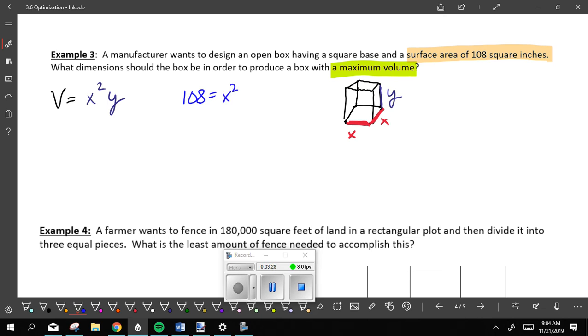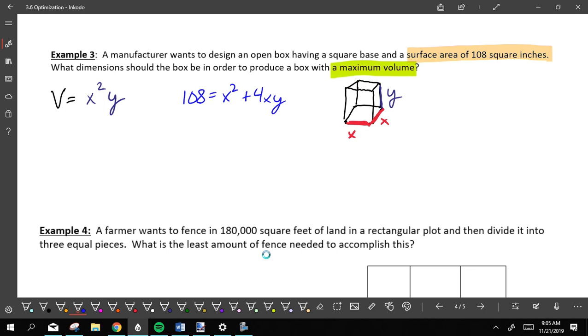And then you're looking at the sides of the box. What am I going to do to find the sides of the box? X, the base, times the height, and the height is y. So x times y. How many of those x times y's am I going to have? So it's plus 4xy. That is my surface area. X squared is the base, 4xy are the sides of the box.